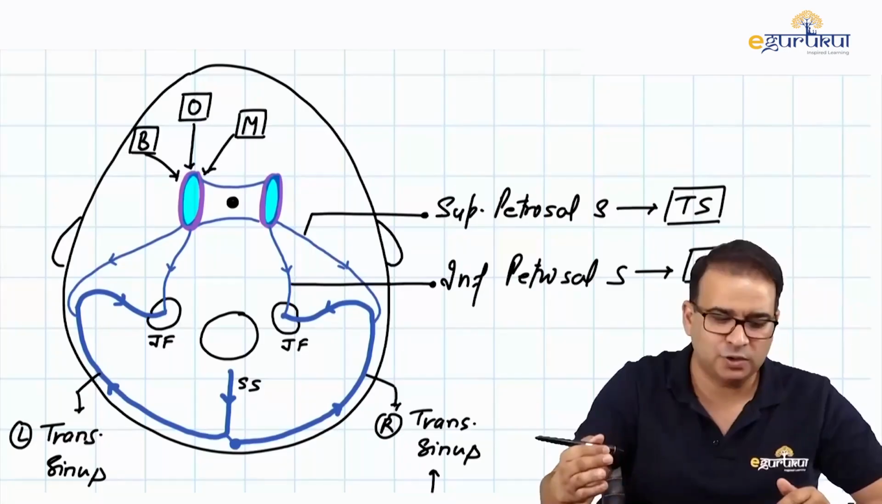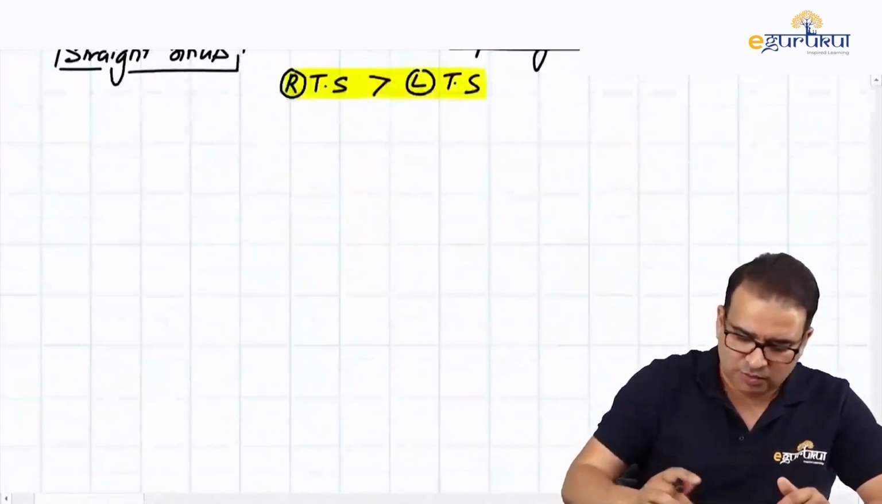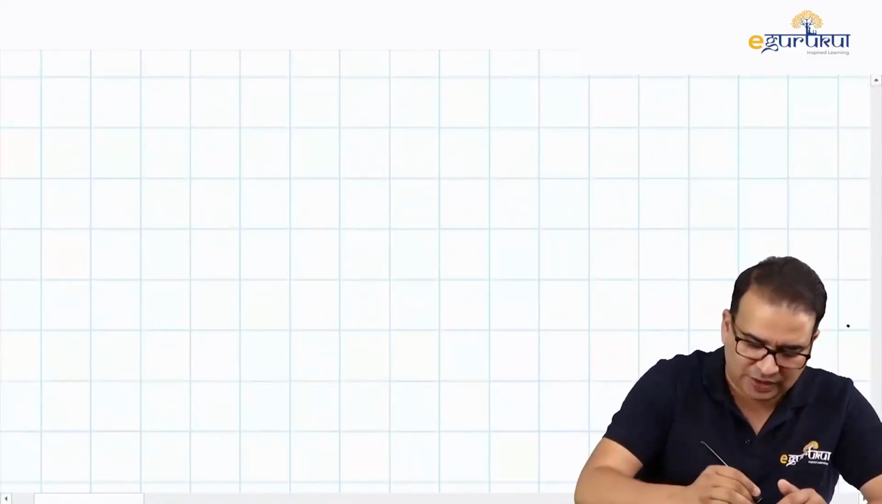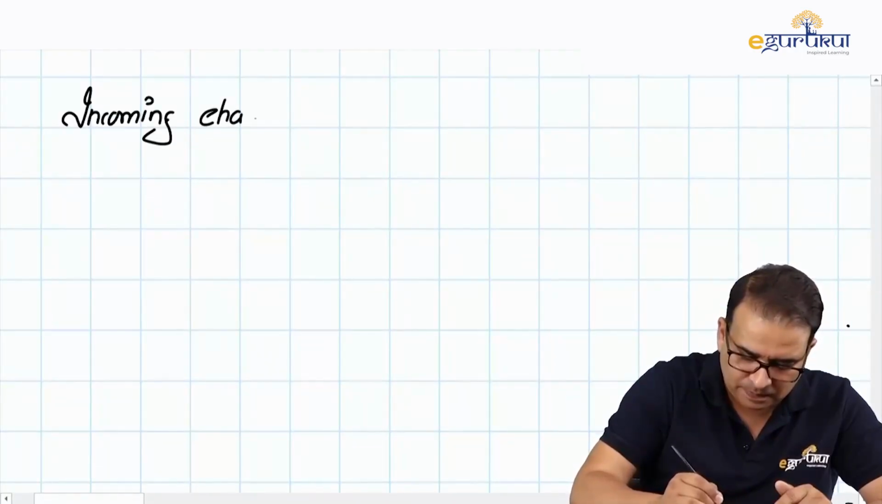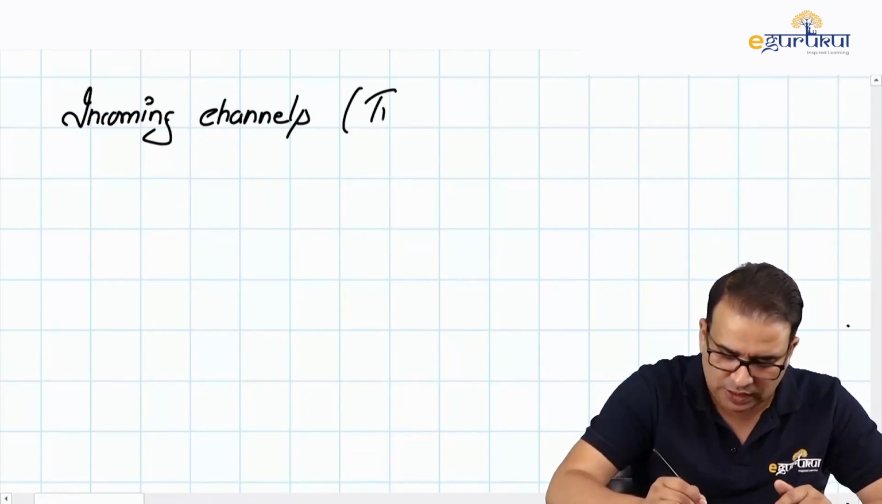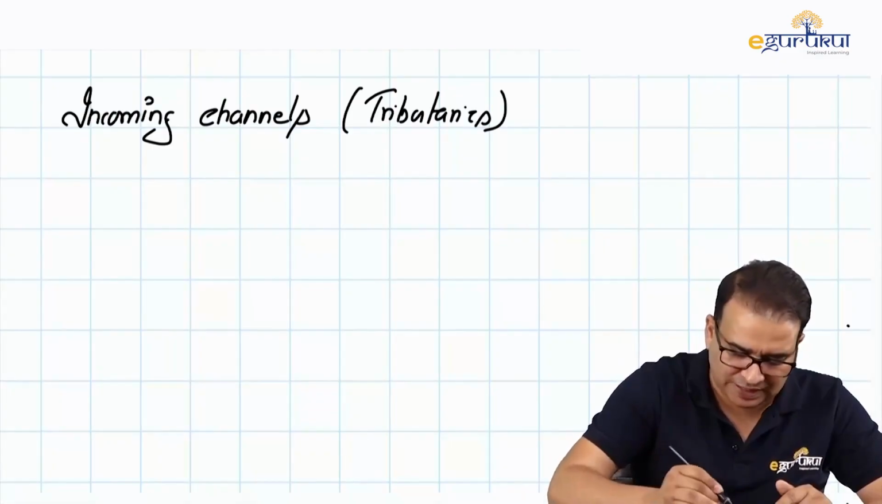Let's find out what are those tributaries coming from the different sources. So let's talk about the incoming channels of the cavernous sinus, which are also called tributaries.